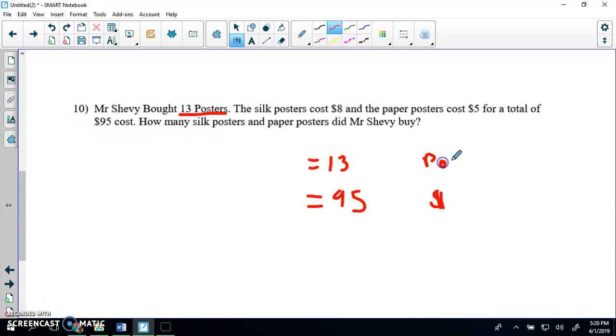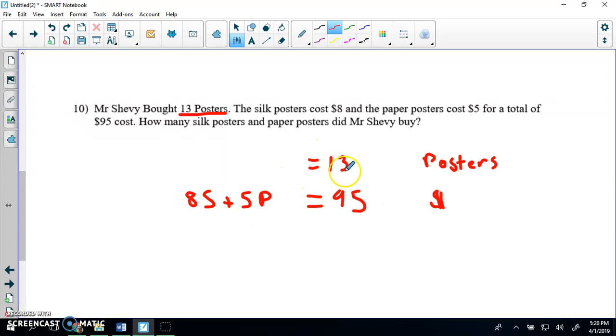All right. I'm just going to label it up. All right. So this one's done here dealing with money. So I'm going to say, all right, $8 for a silk one. Ooh, got to have the silk. Plus $5 for the paper ones. And that should total 95.